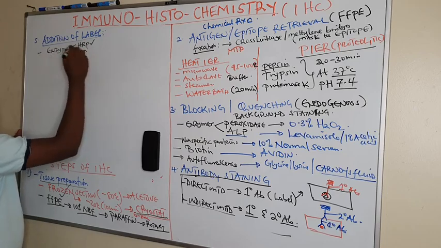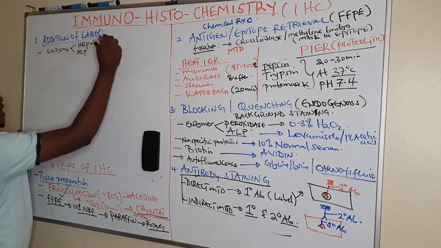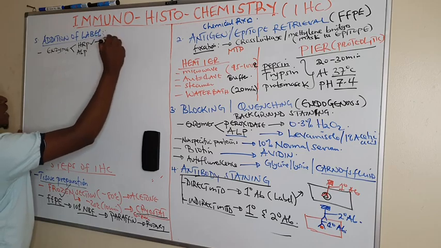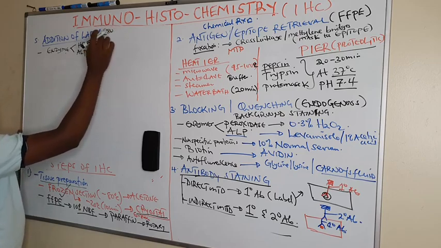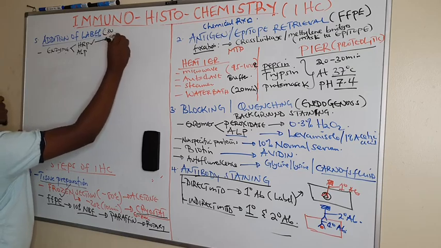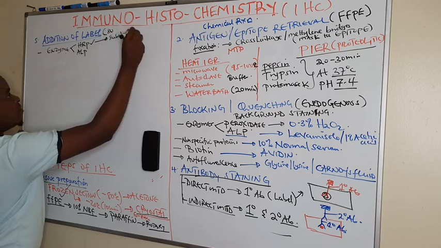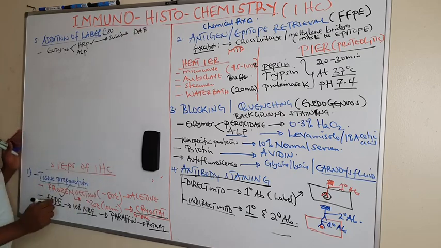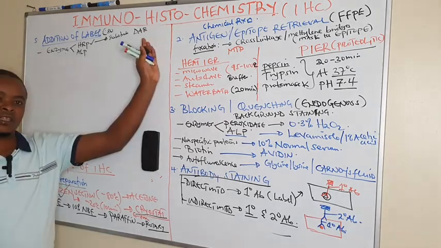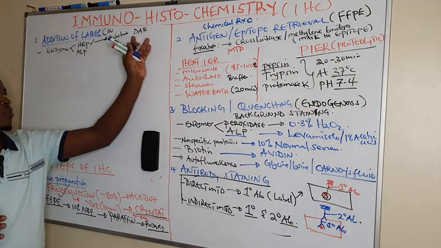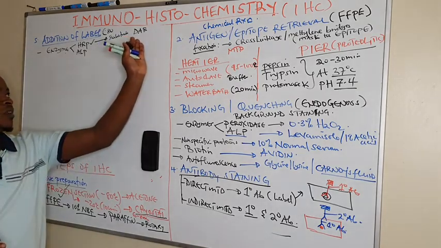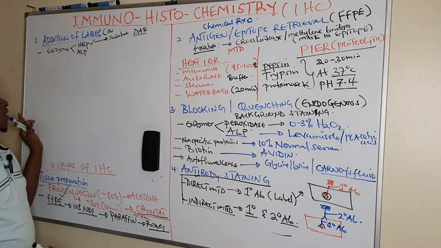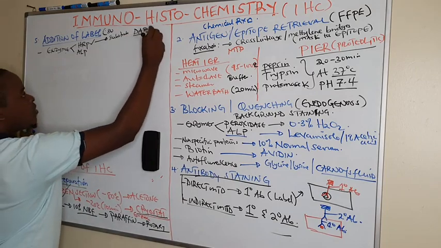When we use HRP as a label, we use a substrate which is added on this label; this is called the addition of substrate. The substrate used for HRP is DAB, 3,3'-diaminobenzidine tetrachloride. Abbreviated as DAB, it is the substrate chromogen which brings about a brown color.